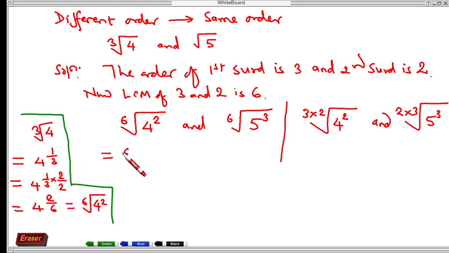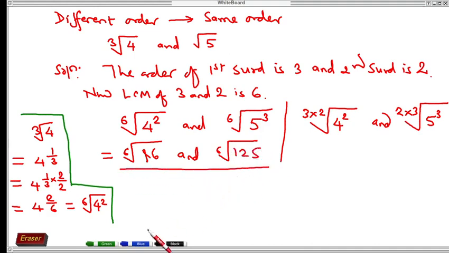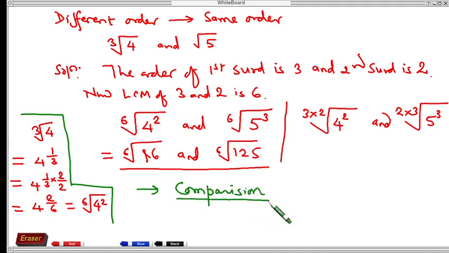So you can write 6th root of 4 squared is 16, and 6th root of 5 cubed is 125. These two are the surds having the same order. Now at this moment I have to revise about comparison of surds.